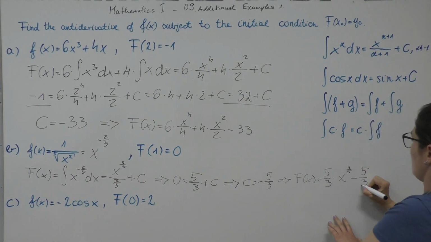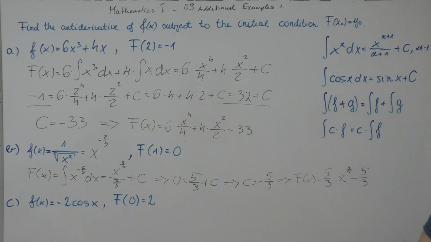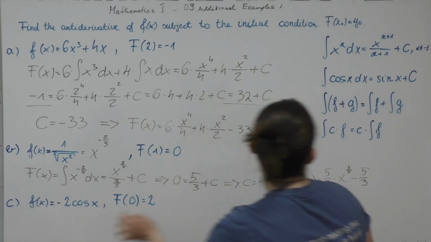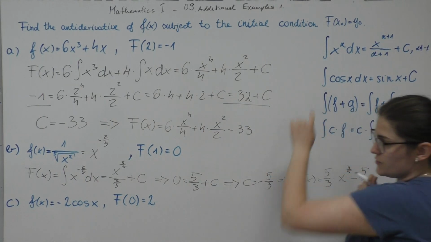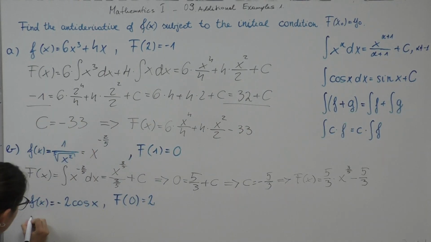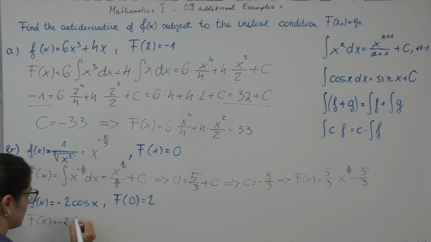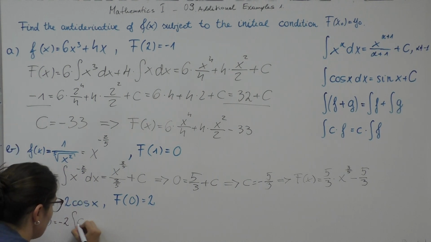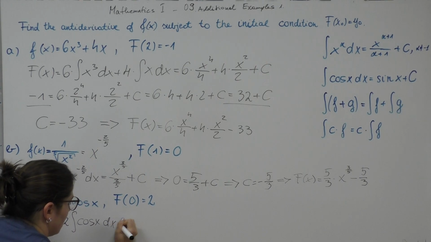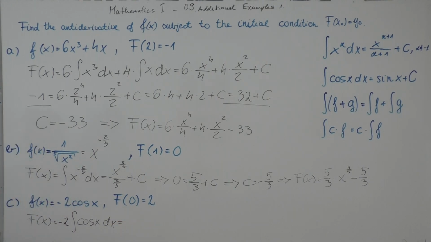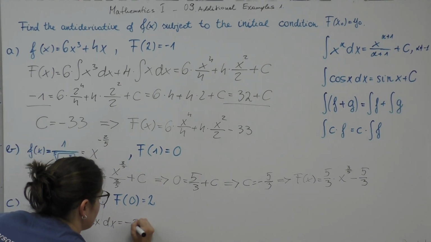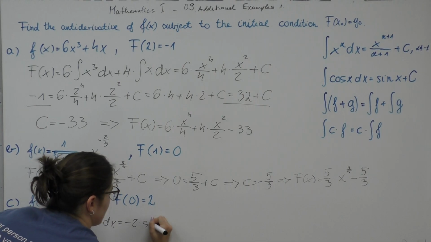Okay. In the last case, we have to use this rule. So it means that capital F of x is gonna be -2 times the antiderivative of cosine of x, which based on the rule is gonna be -2 times the sine of x plus c.